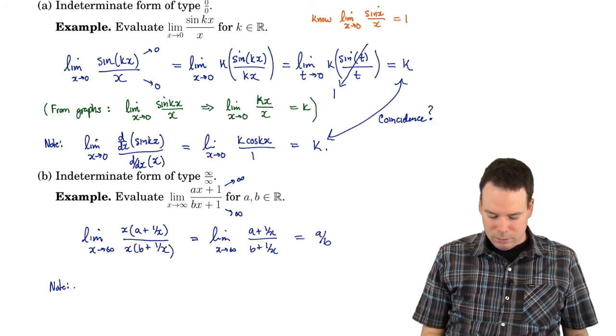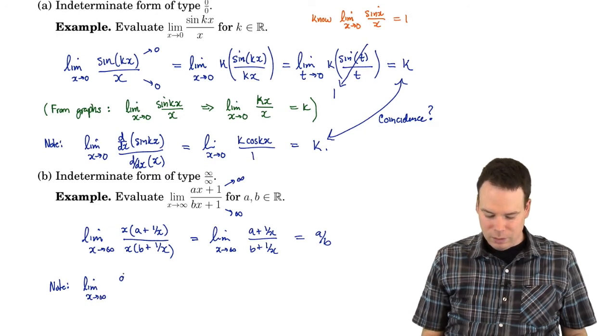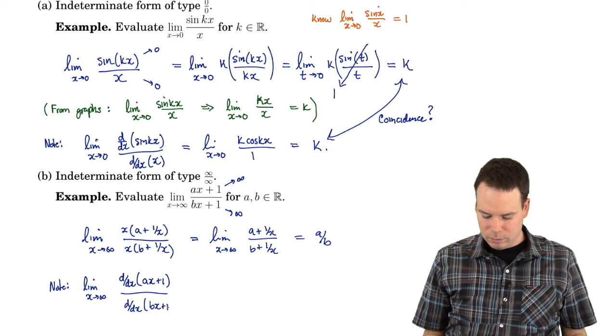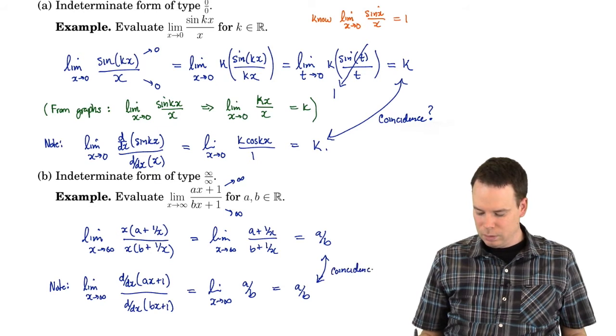Again, let's make a note of this. If I look at instead the limit as x goes to infinity of the derivative of the top over the derivative of the bottom, then that's going to be the limit as x goes to infinity of a over b, which is just a over b. So again, we get the same thing. And is this a coincidence?